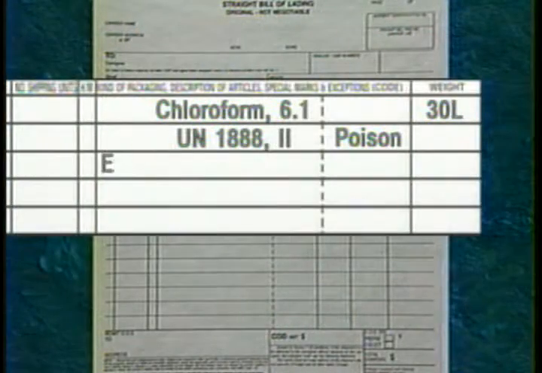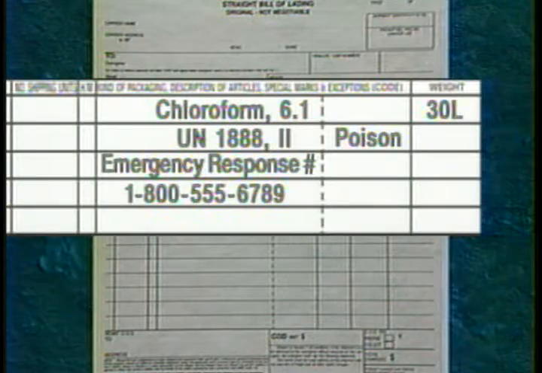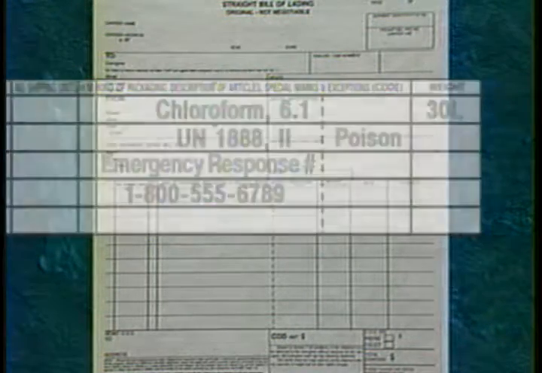Shipping papers must contain one or more emergency response telephone numbers that are monitored 24 hours a day by a knowledgeable person while the shipment is underway. To improve hazard communication, emergency response information must also be added to the shipping paper or delivered along with the shipping paper in the form of a material safety data sheet or emergency response guidance document.